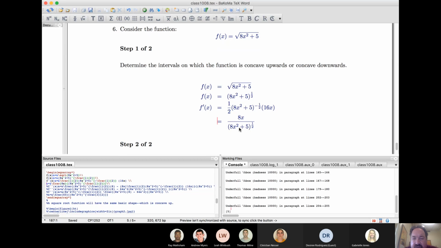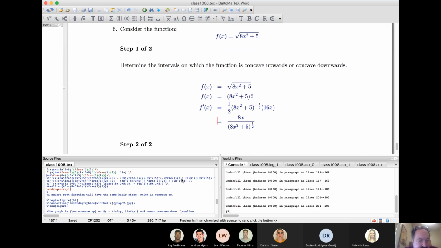So then we put that 8x squared plus 5 to 1/2, but in the denominator. Now we take a derivative of this. So what rule would be required for that case? The product rule? Oh wait, quotient. Quotient rule. Although I will say that if you wrote this as 8x times 8x squared plus 5 to the minus 1/2, that would be product rule.